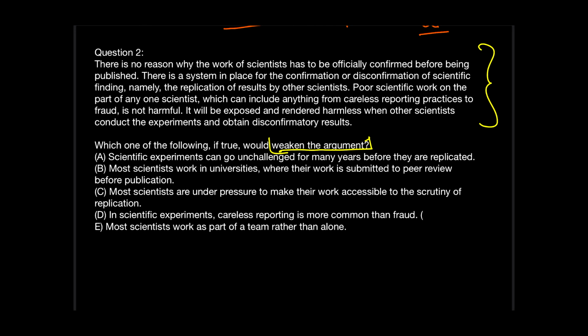The second step is to figure out which statement is going completely against that stated statement in the paragraph, and that will be my answer. So look, in this question it says there is no reason why the work of the scientist has to be officially confirmed before being published.